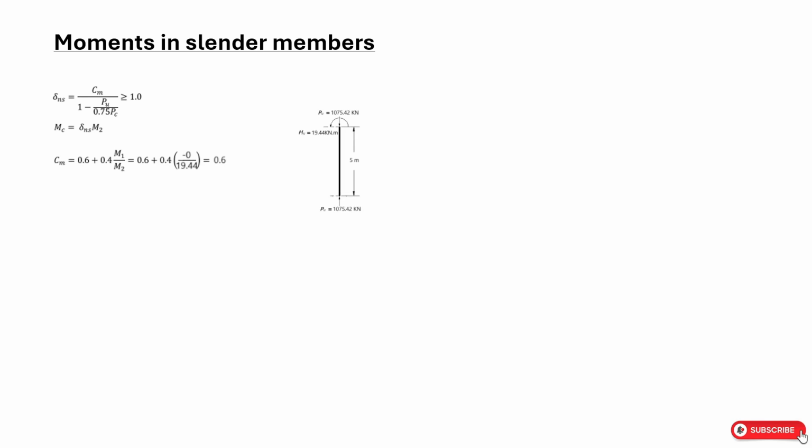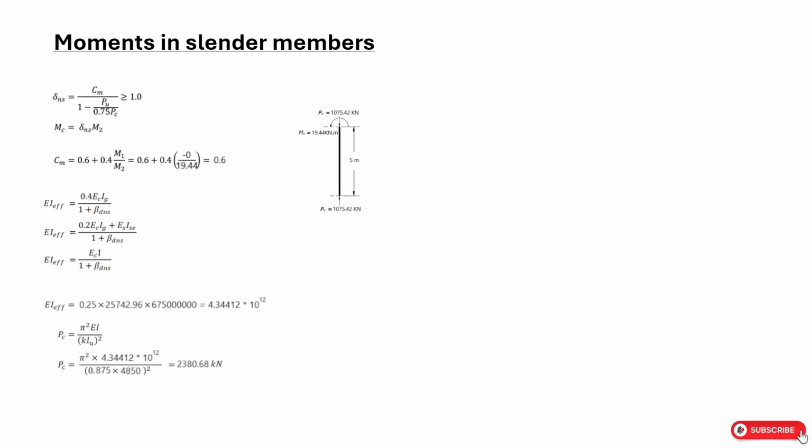According to the ACI code, the effective value of EI can be determined based on any one of the following relations, but Etabs uses a different formula to calculate the effective value of EI, just by multiplying the real value by 0.25. The buckling load equals 2380 kN. The moment magnification factor equals 1.5.